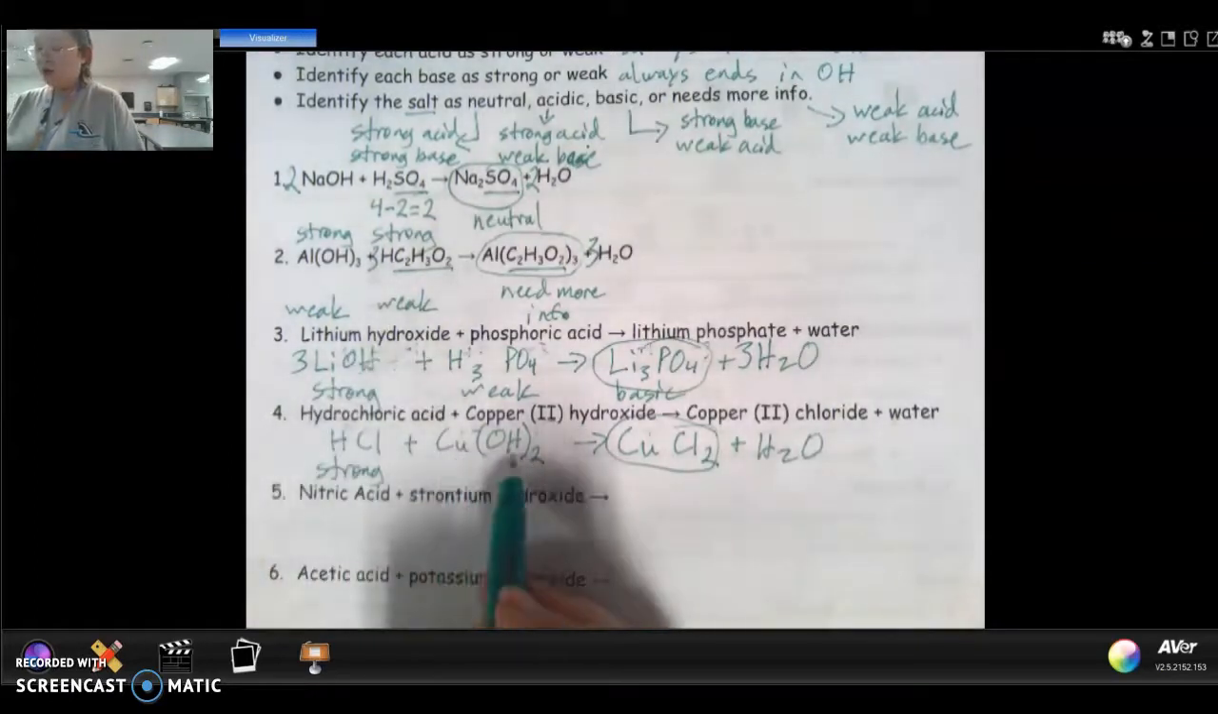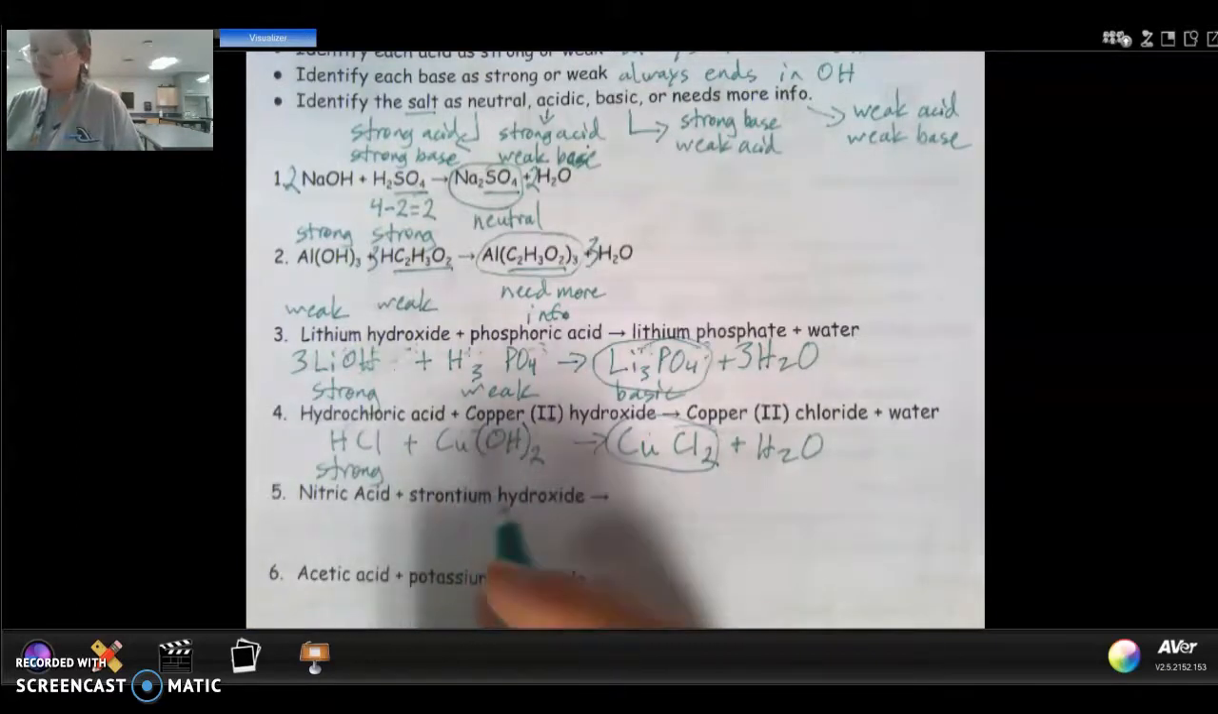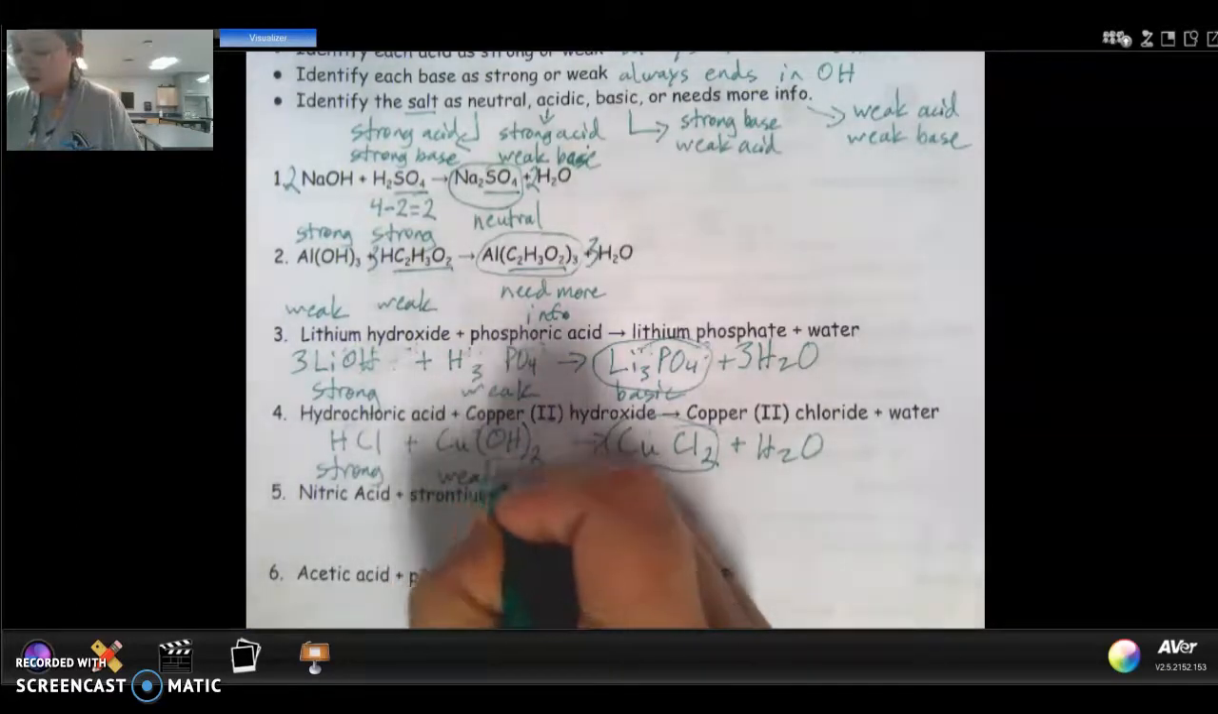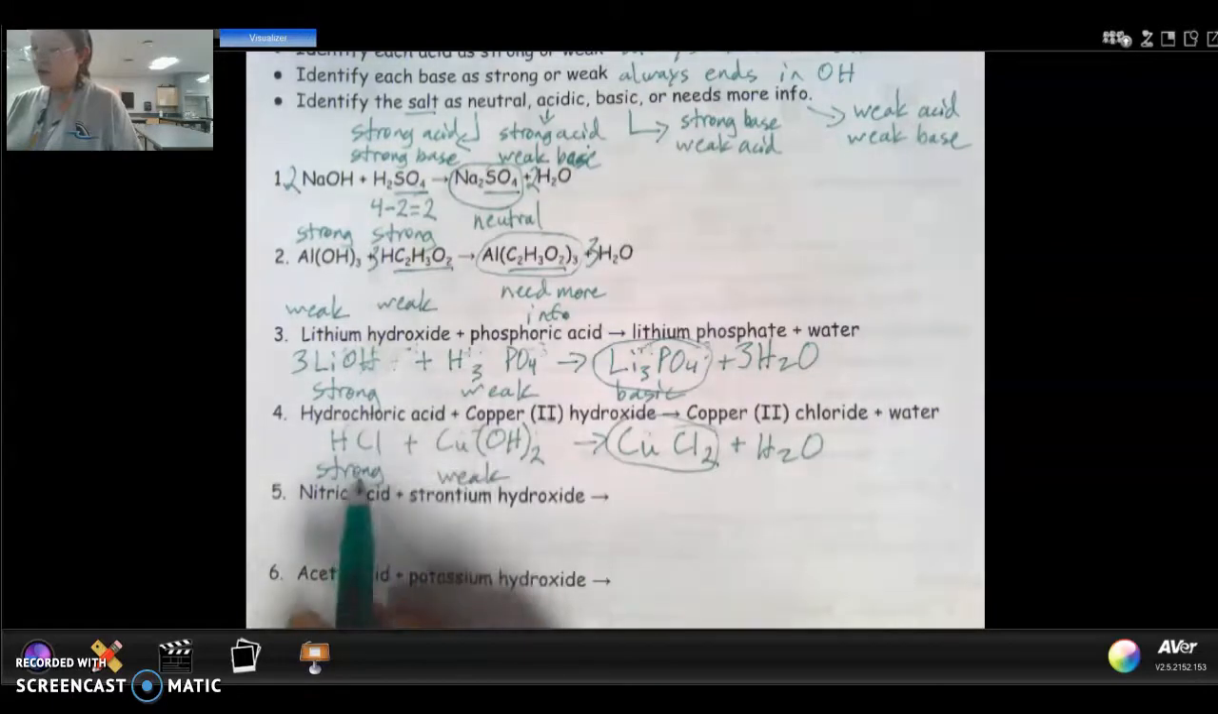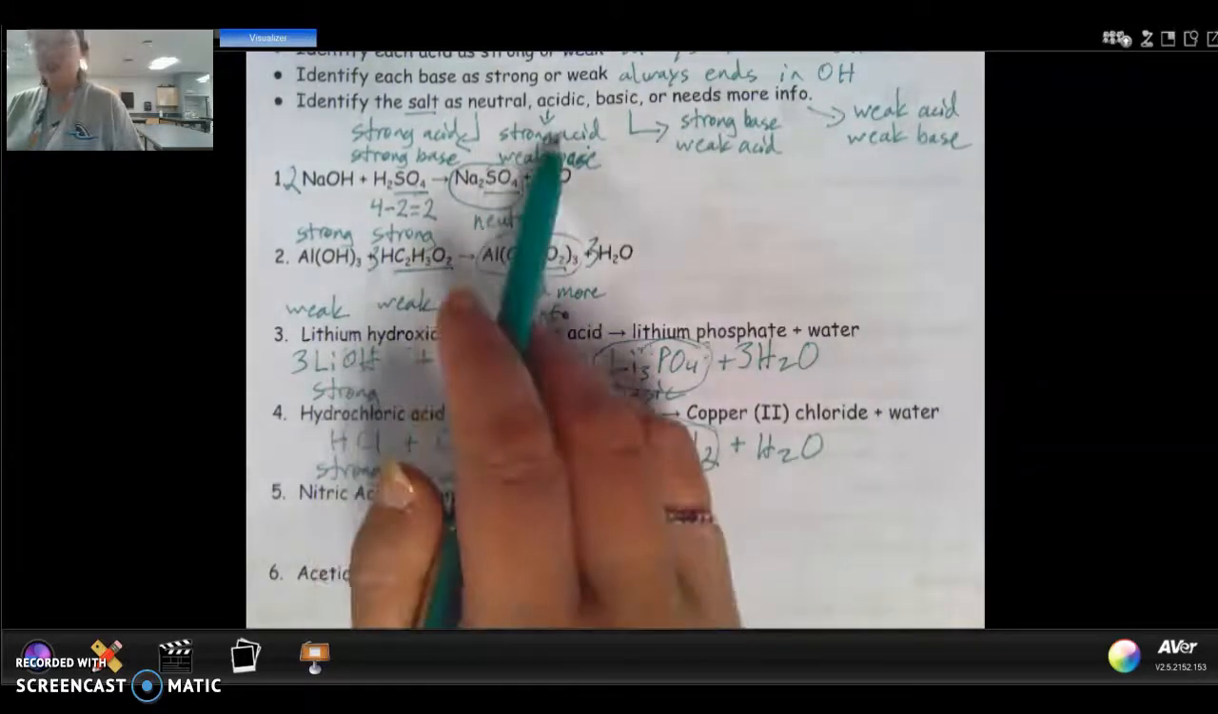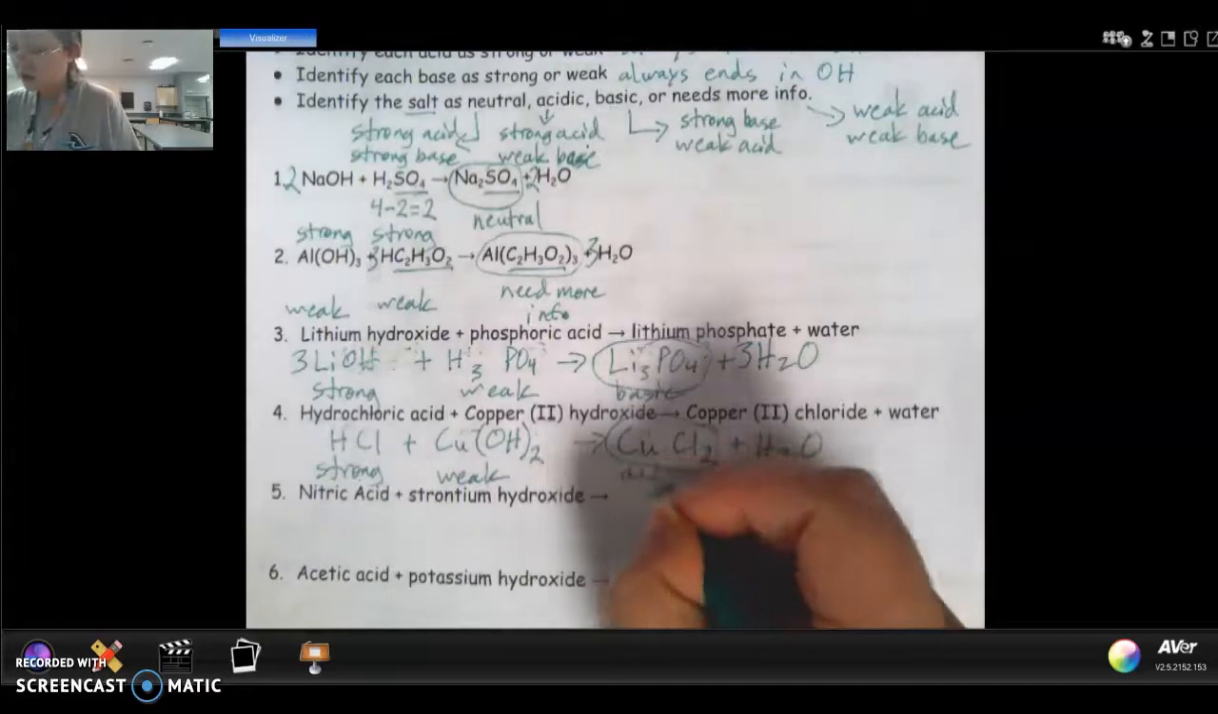Copper hydroxide is not a strong base though. It is not in our list, so that's weak. And then that means that our strong acid is going to overpower our weak base, just like it says here. So this salt is going to be acidic.